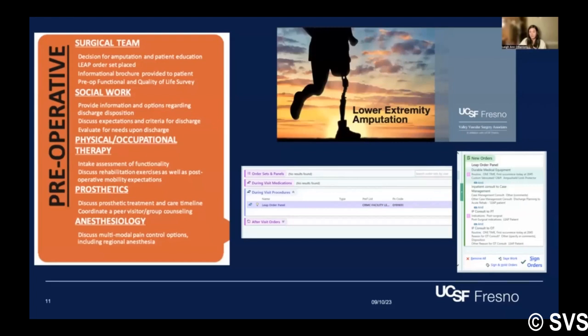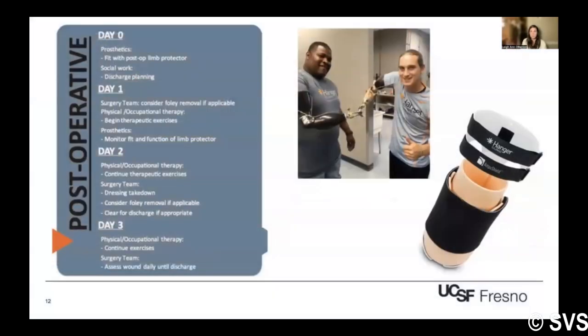It consults the prosthetist, case management, physical therapy, and occupational therapy, in addition to anesthesia, to all go and talk to the patient about expectations. Physical and occupational therapy do an intake assessment of functionality and start to discuss those rehabilitative exercises. And then the prosthetist also discusses the need not only for what's going to happen in the perioperative period, but whether or not they need psychosocial counseling, because as we know, this is also a huge unmet need in this patient population. Once the amputation has occurred, then the patient gets fitted with a rigid removable limb protector.